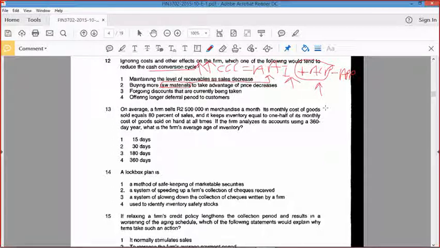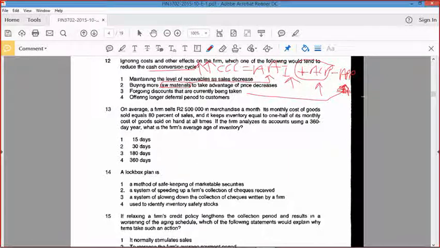If I'm taking a discount, is ACP shorter or longer? Not ACP, sorry, APP. If I'm taking discounts, is the APP longer or shorter? Shorter. Correct. Okay, so now if I forego the discount, what happens to APP? It gets longer.